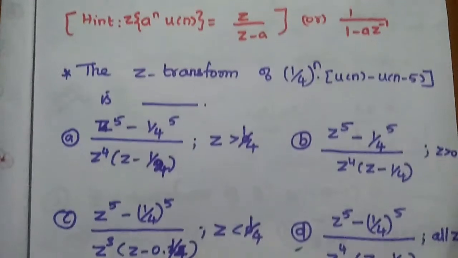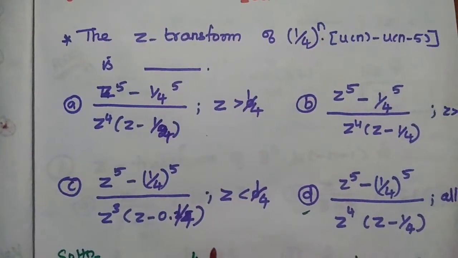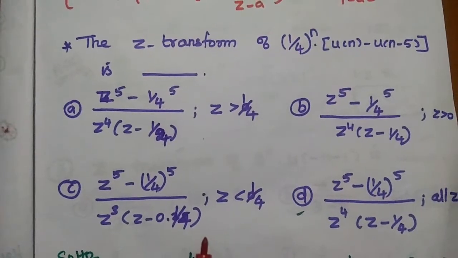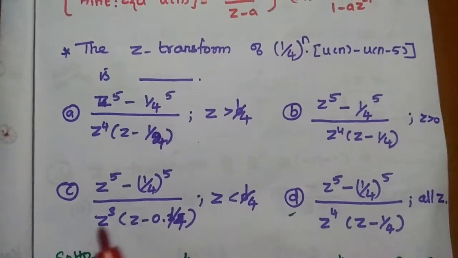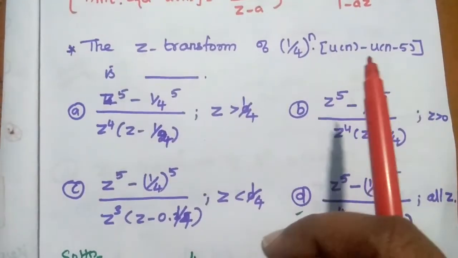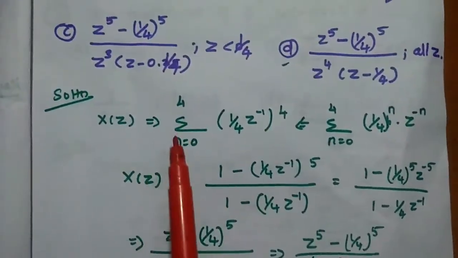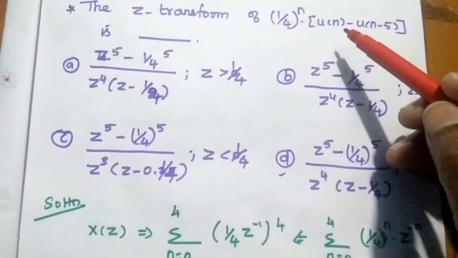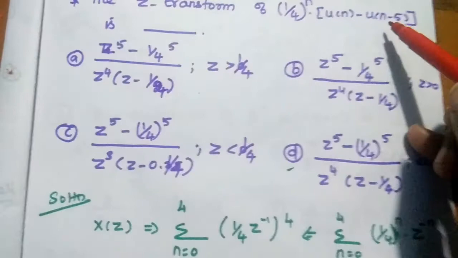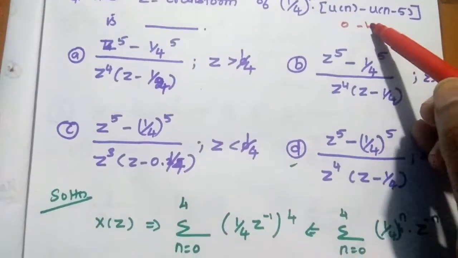So the next one is the Z transform of (1/4)^n times u of n minus u of n minus 5. How are we going to find the answer for this? The solution is given like this. Since u of n minus u of n minus 5 means the range starts from 0 to 4.